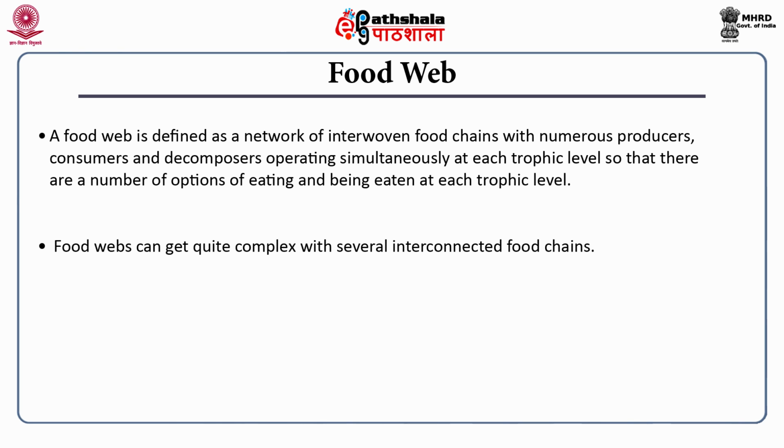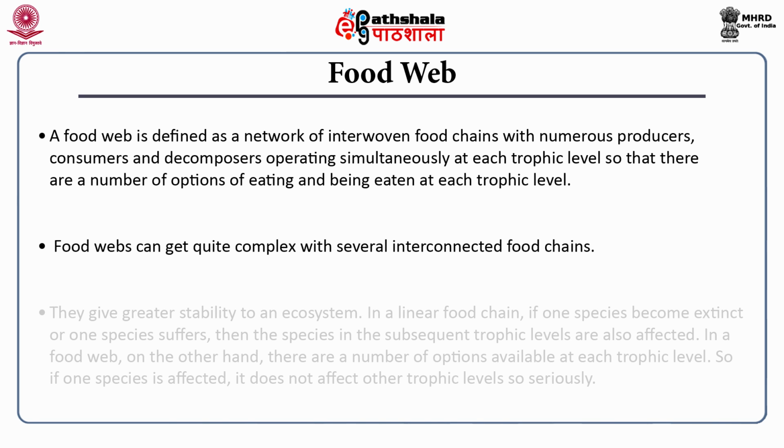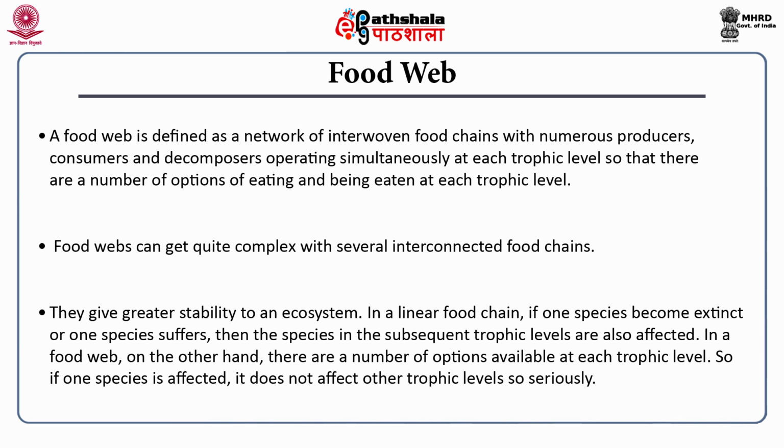Food webs can get quite complex with several interconnected food chains. They give greater stability to an ecosystem. In a linear food chain, if one species becomes extinct or one species suffers, then the species in the subsequent trophic levels are also affected. Whereas in a food web, on the other hand, there are a number of options available at each trophic level. So if one species is affected, it doesn't affect the other trophic levels so seriously.